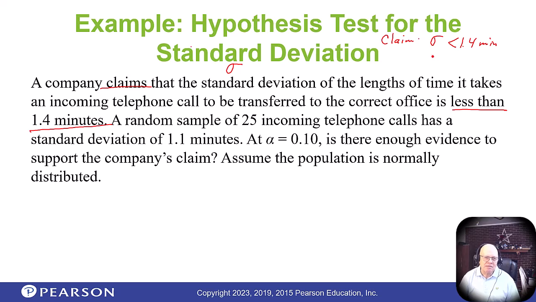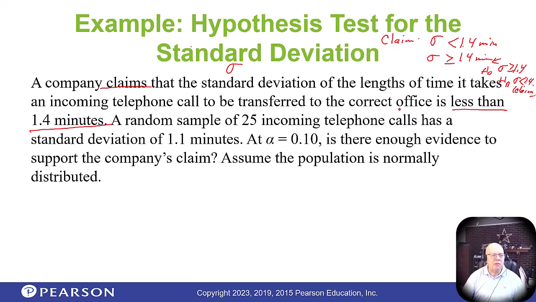What's the opposite? Greater than or equal to 1.4 minutes. Now we sorted out. The null hypothesis would have to be this one. So the null hypothesis will be sigma is greater than or equal to 1.4. The alternate hypothesis is that sigma is less than 1.4. And we'll label this as the claim so we can keep track of that.